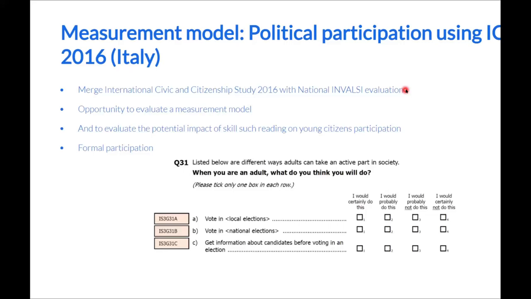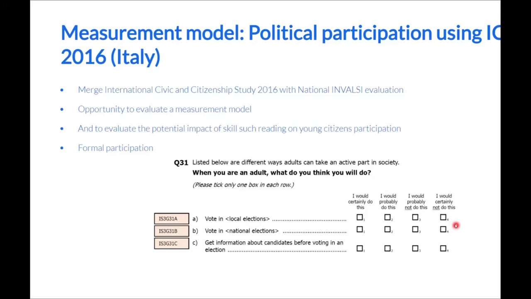In order to evaluate formal participation when you're adults, what do you think you will do? These are three indicators: you think you will vote in the national election, the local election, and get information about candidates, and the probability of doing that. And you need to recode these scales because they are reversed.